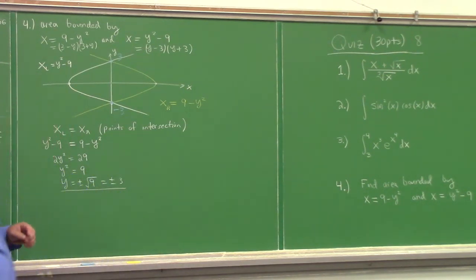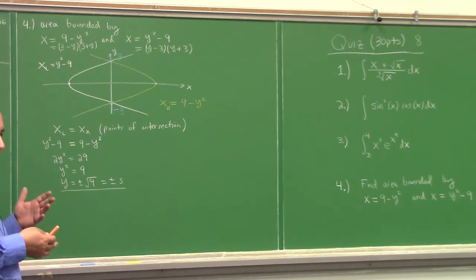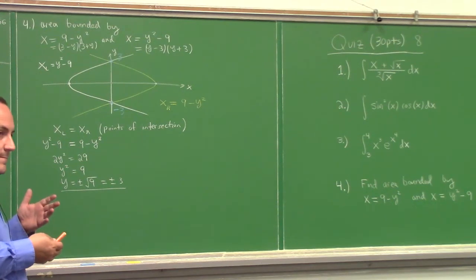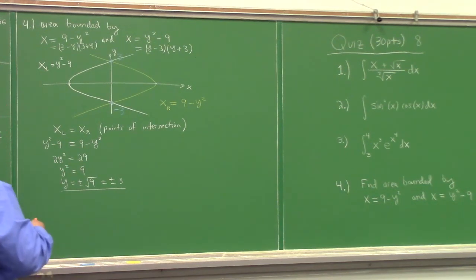And so how are we going to do this? Are we going to look at vertical rectangles? Are we going to look at horizontal rectangles? What's the right way to divide this shape up to find the area?